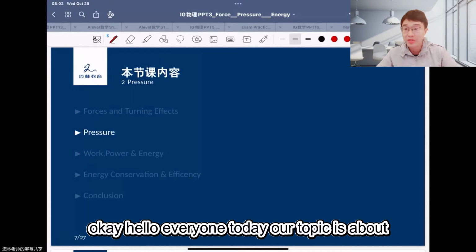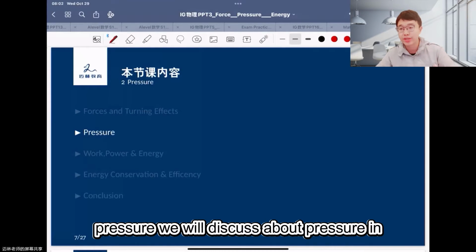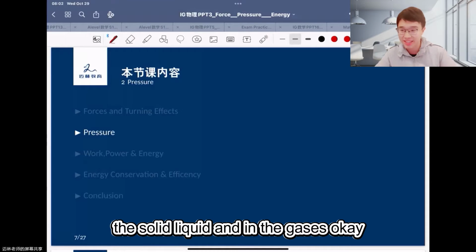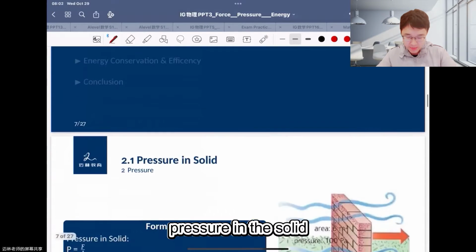Okay, hello everyone. Today our topic is about pressure. We will discuss pressure in solids, liquids, and gases. Okay, so let's move on to the first part, the pressure in the solid.